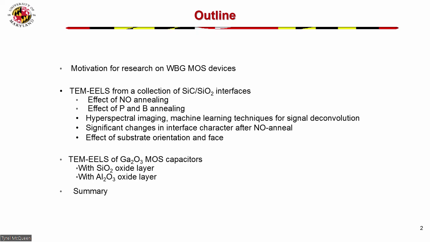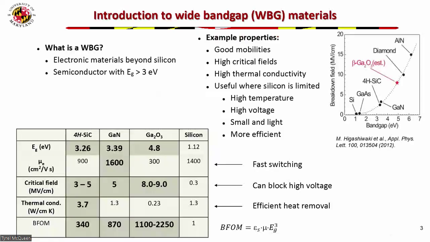And we also investigated different substrate orientations for the growth of the silicon dioxide. Then we'll talk also a little bit about gallium oxide for MOS capacitors with two different types of oxide layers for the gate dielectrics, silicon dioxide and aluminum oxide. And then I'll summarize the talk.